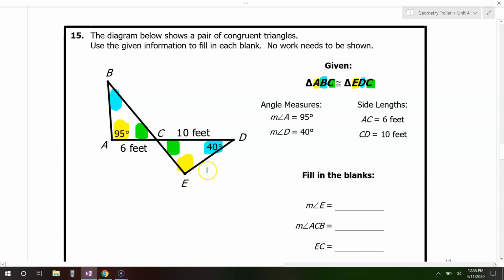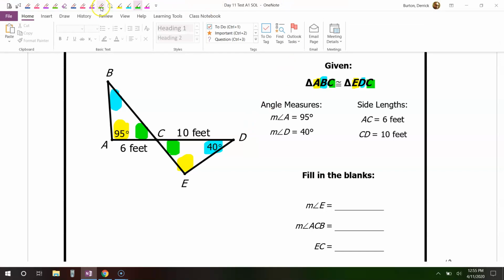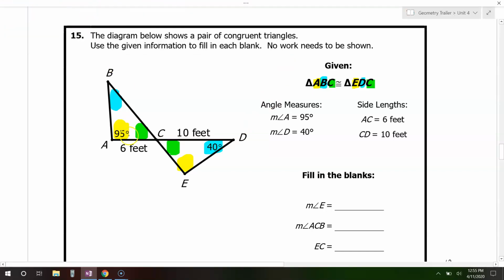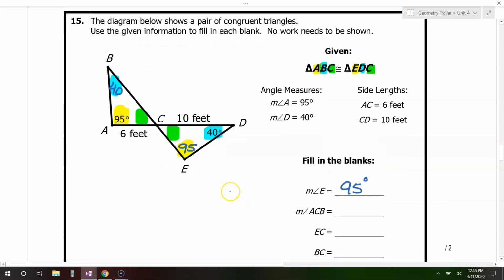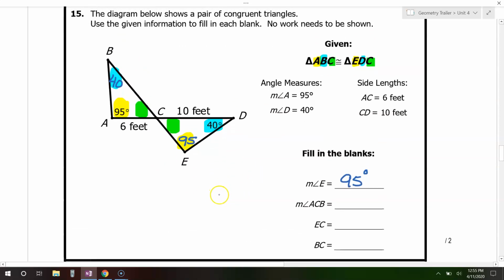All right, so that's going to get us pretty far. So that tells us that since the first yellow angle is 95, the other yellow angle is also 95. So that is the measure of angle E, 95 degrees. Also, since angle D is 40, that means angle B is also 40. That's not something that they asked us for, but it's still good to know.